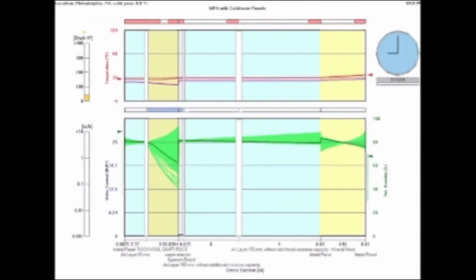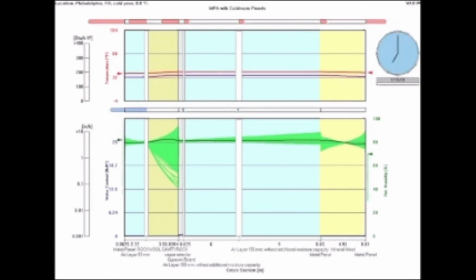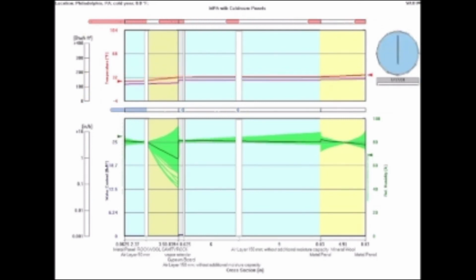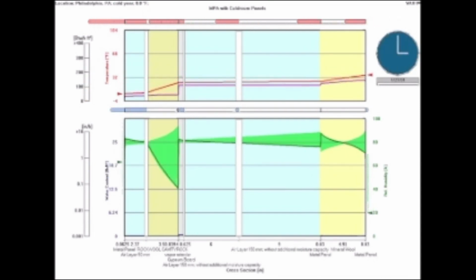You can clearly see how close the temperature and the dew point lines are in the video. This is running through time and you can see how the temperature of the construction is changing.